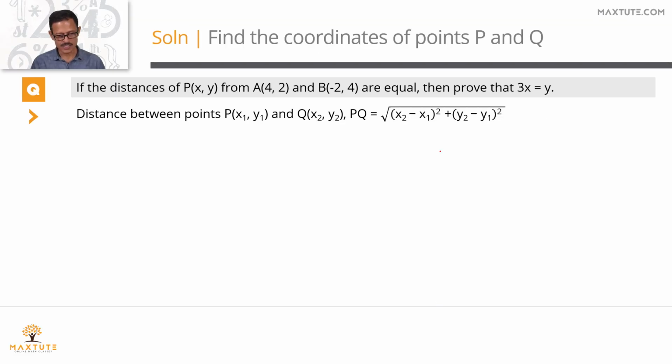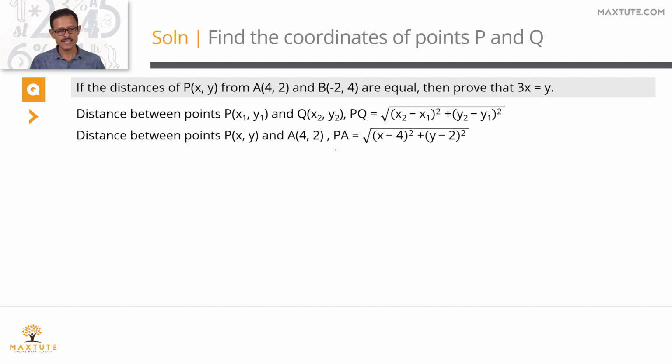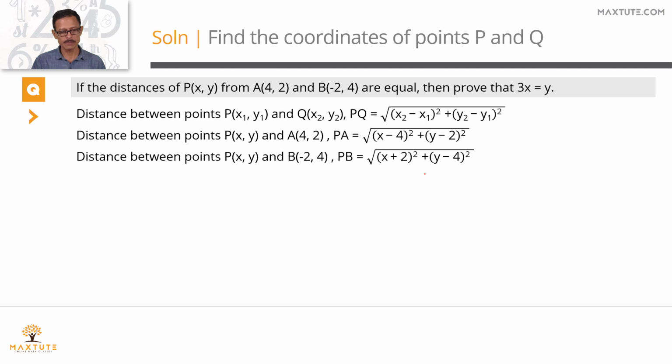Let's get started. We know the distance formula. We'll find the length of PA. PA is equal to square root of x minus 4 the whole square, plus y minus 2 the whole square. PB will be equal to square root of x minus of minus 2, which is x plus 2 the whole square, plus y minus 4 the whole square. So that's the value of PB.